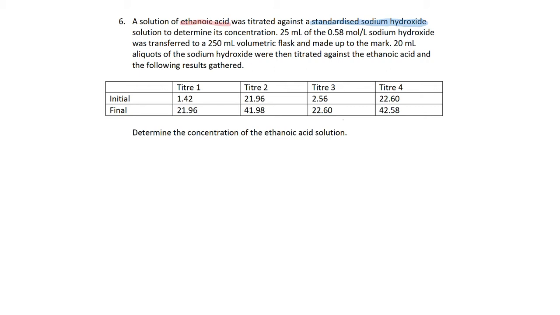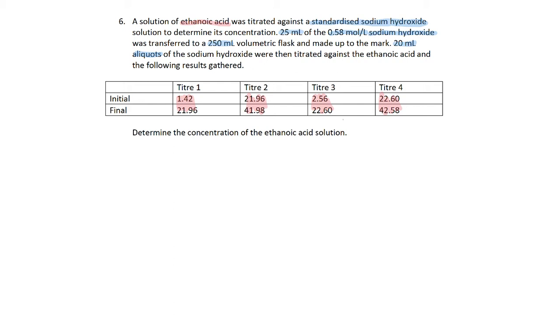25 mL of 0.58 moles per liter sodium hydroxide, so these two values are in blue, was transferred into a 200 ml volumetric flask and made up to the mark, so that's also in blue. 20 ml aliquots of this sodium hydroxide, also in blue, is then titrated against the ethanoic acid and the results are gathered. These results are all related to the volume of ethanoic acid added to the sodium hydroxide aliquots.